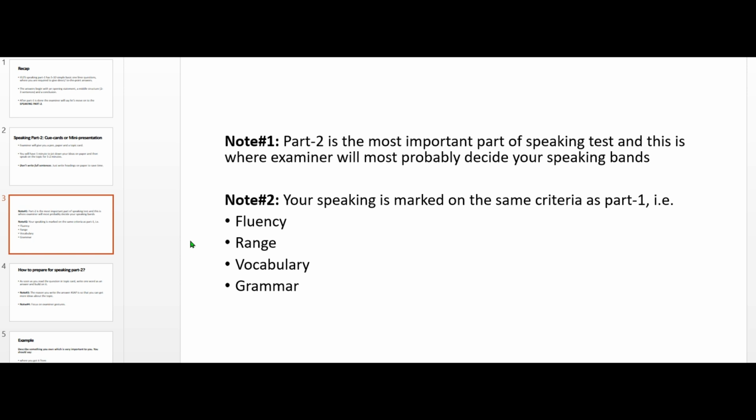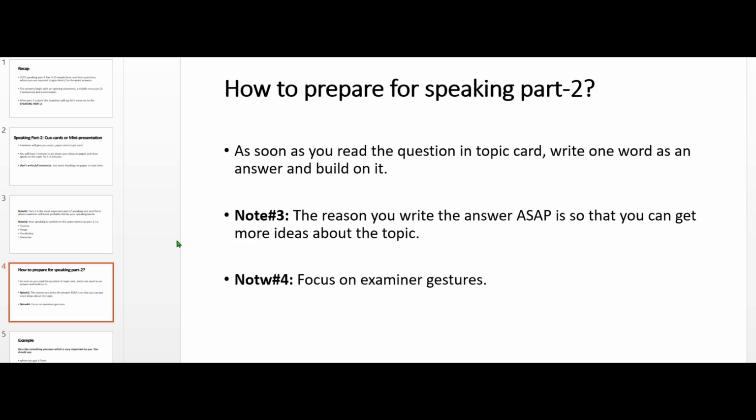So, how do we prepare for Speaking Part 2? I will give you a very simple tip. As soon as you get the cue card or the mini presentation card in your hand with the pen and pencil, and you read the question, please write the answer in one word as soon as possible. This is because as soon as you write the answer, you will start to get ideas which you can talk about.